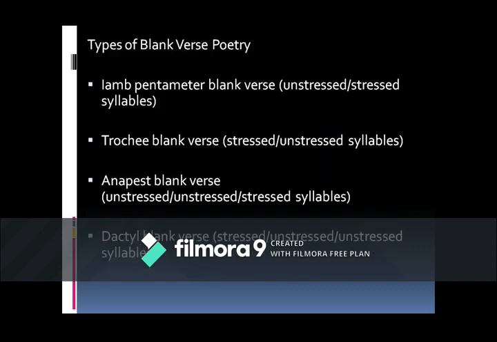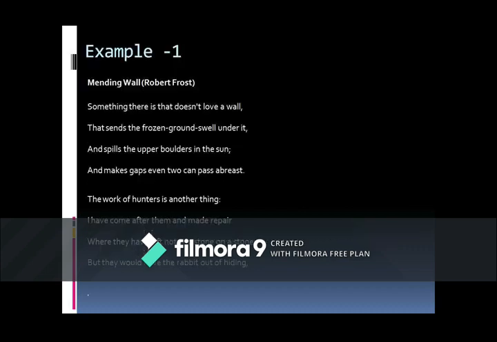There are different types of blank verse poetry. You can call them iambic pentameter blank verse, trochaic blank verse, anapestic blank verse, and dactylic blank verse. Blank verse was written with a purpose to create an auditory effect in the minds of the readers and the listeners. Let me read one sample of blank verse from Robert Frost's Mending Wall.